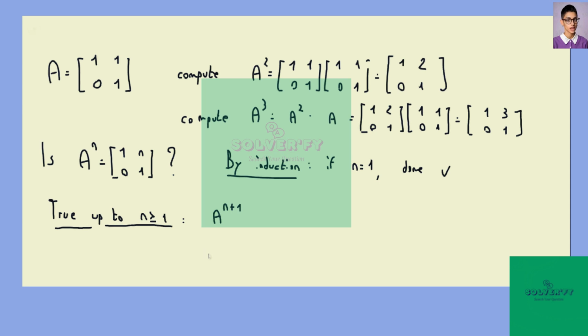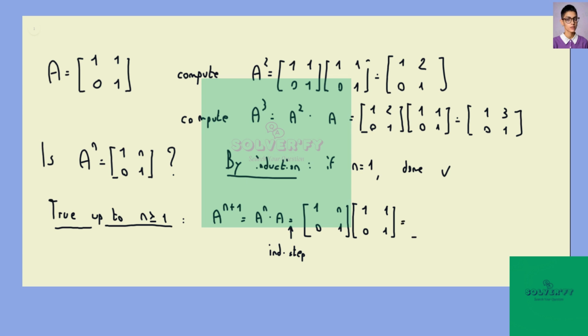0, 1. So to do so, we write A to the n plus 1 power as A to the n times A. Now here, we use the inductive step because we assume that all the way up to n, the formula holds. So A to the n is 1, n, 0, 1. A is 1, 1, 0, 1. Now we do the product.